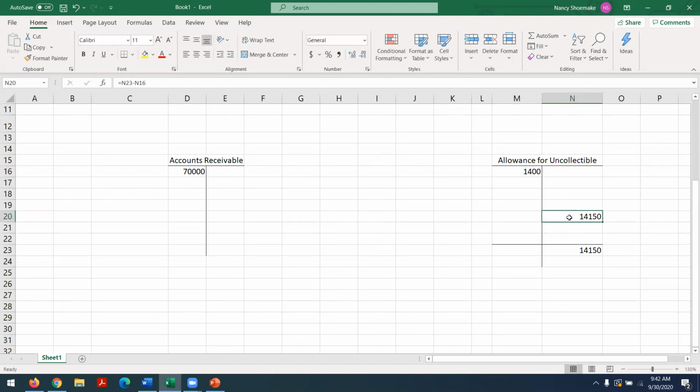If this number was a $1,400 debit, not a credit, it would have been a different story. We would have needed a journal entry of $15,550 to then make this $14,150. But that's not the case. This didn't say it was a debit. It said it was a credit. So as a result, we need the $12,750. Does that make sense?